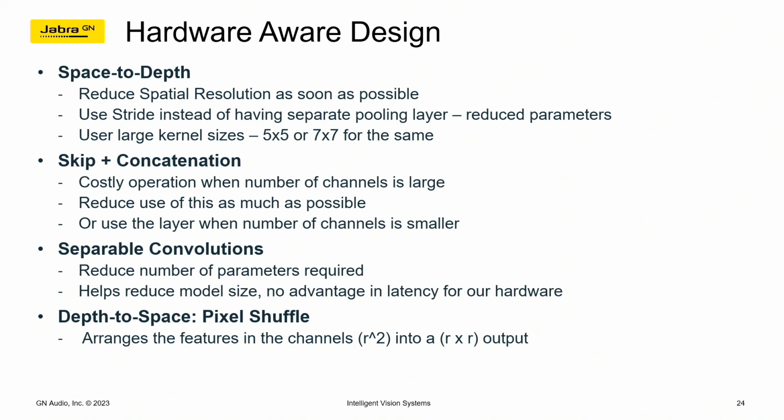On our hardware, before I joined, the hardware was already decided, so I had no choice there. So what can you do on the hardware side? We looked at hardware-aware design first. Space to depth is one thing: we found that if you have a higher input resolution of the image going into the model, based upon the hardware, it had higher latency. So the very first thing we have to do, as soon as you get the input image to your model, is scale it down as fast as possible, using large kernel sizes or strides instead of pooling layers, to keep the parameters in check.